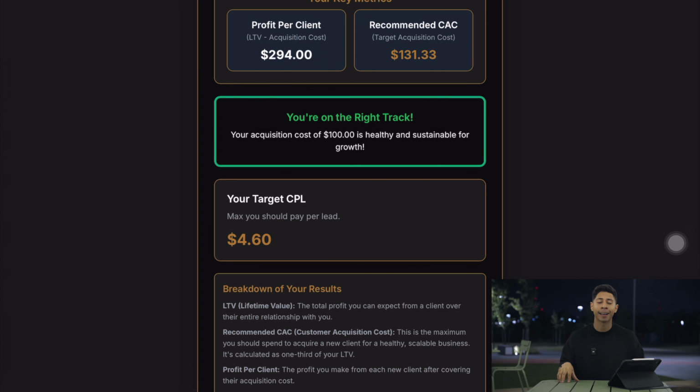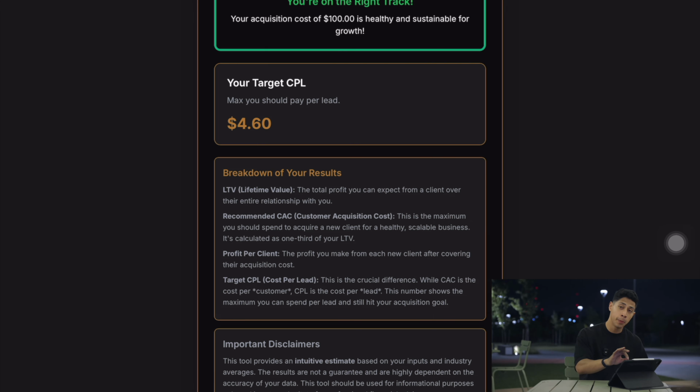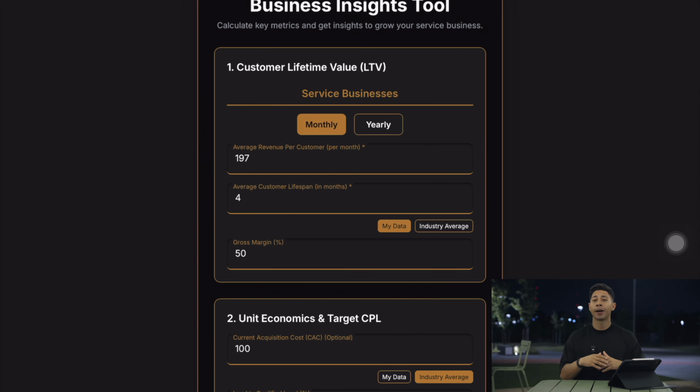So the recommended CAC, it's the maximum amount of money that we recommend you spend to get a client that will keep you profitable and would put you on that sweet spot so you can scale your business to the moon. And then you can get a green box or a red box. If your box is green, you can scale your business profitably. The next section that we're gonna be looking at is your target CPL, your target cost per lead. In this case, it's gonna be $4.60. That's the max amount that you should spend to get a lead. Right now, we're a profitable business.